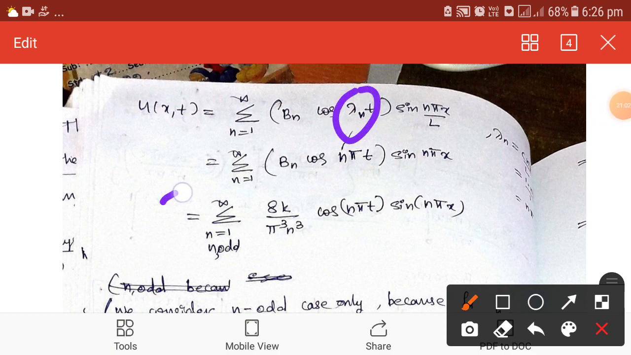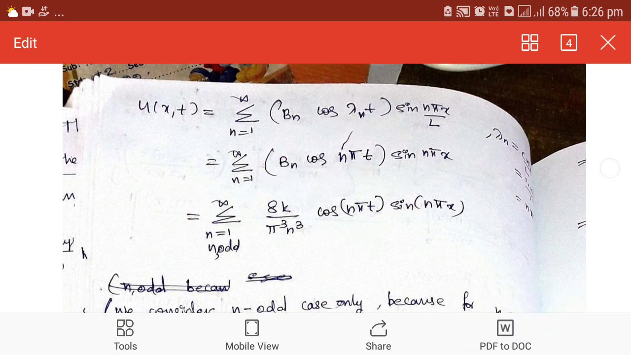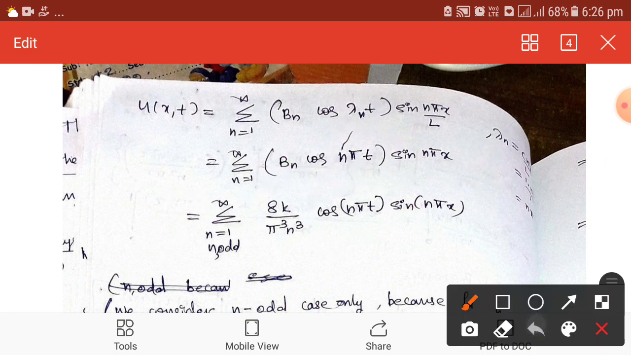ലാംഡ nന്റെ വാല്യൂ, ലാംഡ n is equal to cnπ by l ആണ്. l is equal to 1, c is equal to 1. അപ്പോൾ ഇതെന്തായി? 1/1. അപ്പോൾ nπ ആണ് ലാംഡ n. സോ nπt. ലാംഡ n t ആണുള്ളത്. അപ്പോൾ nπt ഇട്ടു.